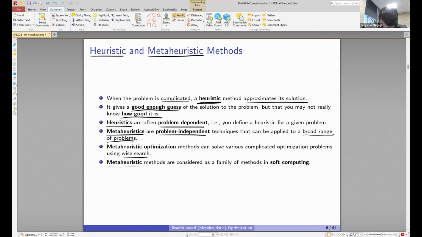Okay. And metaheuristic methods are considered as a family of methods in soft computing. So soft computing is a field of science which has several families or categories of methods, one of which is metaheuristic methods. Another one is fuzzy logic and fuzzy control. Another one is connectionist models or neural networks. Another one is agent-based models such as multi-agent reinforcement learning. So soft computing has these concepts, and one of them is metaheuristic optimization.